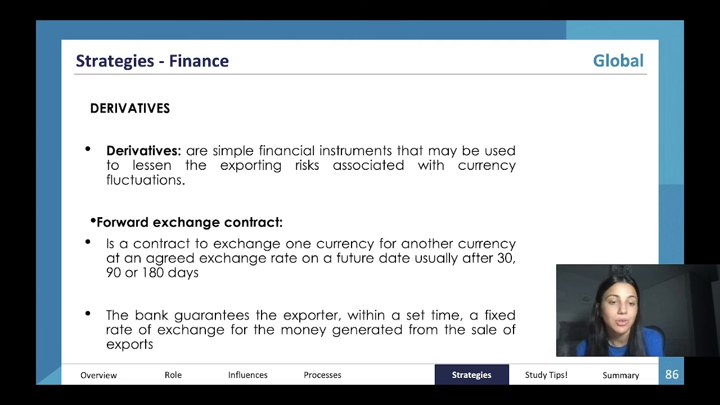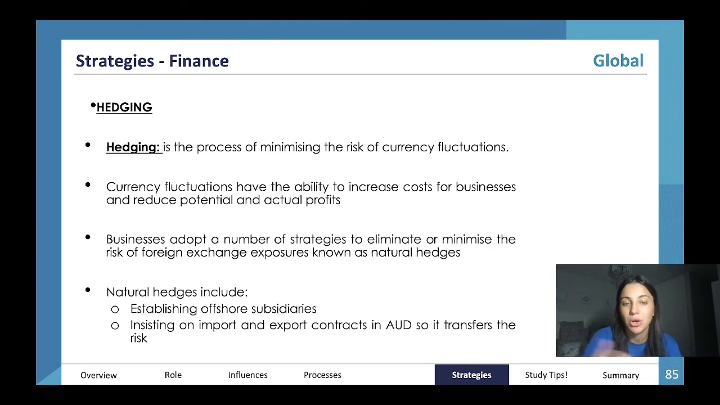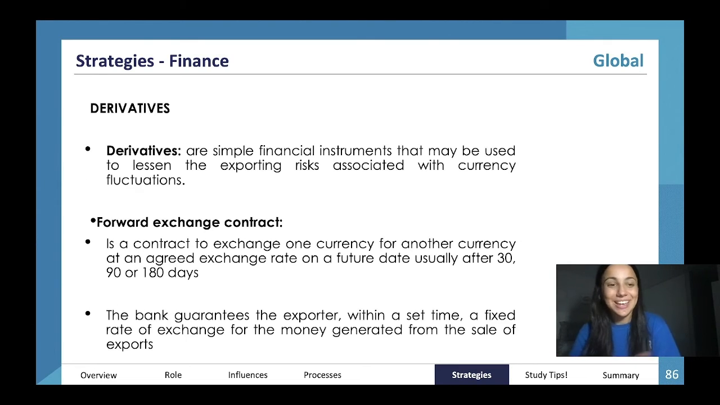That's a risk, and that can really affect me. So to get over that, we use derivatives. So derivatives are the financial instruments that you use to lessen the risk, while hedging is just the process. So hedging is the process of minimizing the risk, and to act upon that process, you're going to use derivatives. So there's 3 different derivatives that you can use.